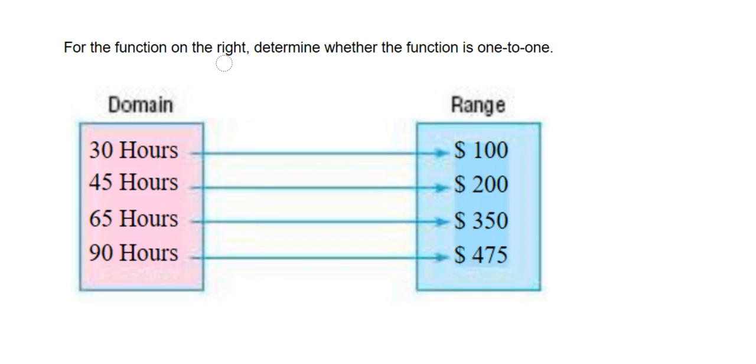For the function on the right, really below, determine whether the function is one-to-one. So first we have to remember what one-to-one means, what the definition of one-to-one is. And the definition of one-to-one basically says that if you have x values that are different from each other, then you should have y values that are also different from each other.